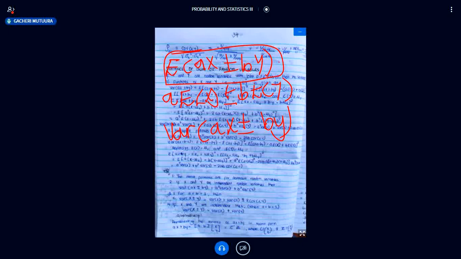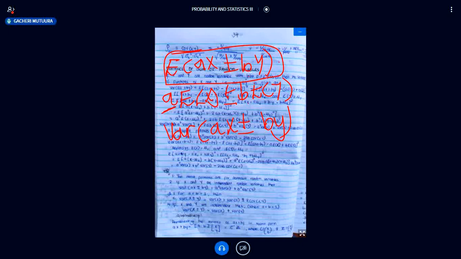That is why the expected value of A remains as A, the expected value of B remains as B. So the expected value of a constant is a constant. I do not expect a value such as 2 to be anything else besides 2. So the expected value of 2 is 2.